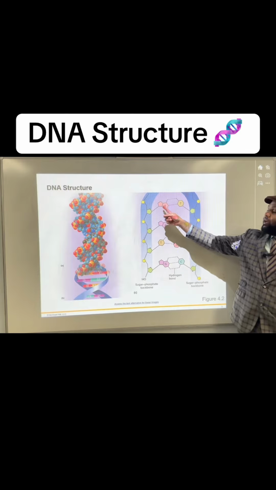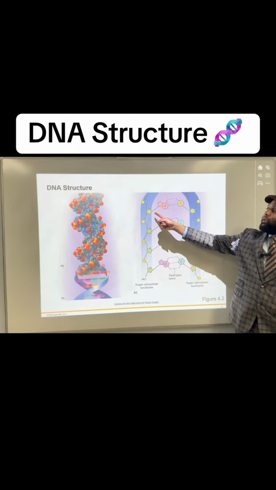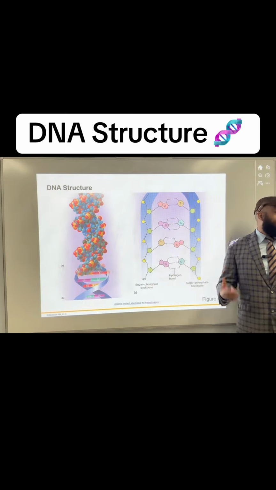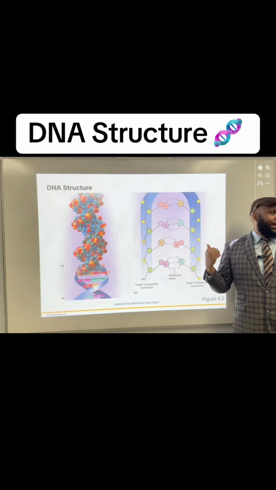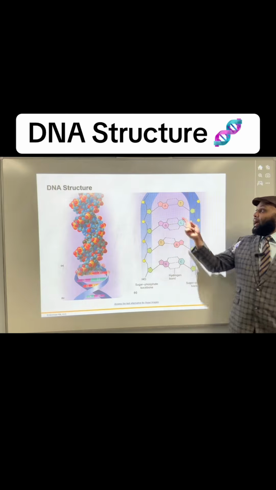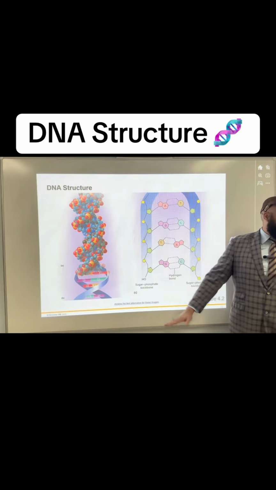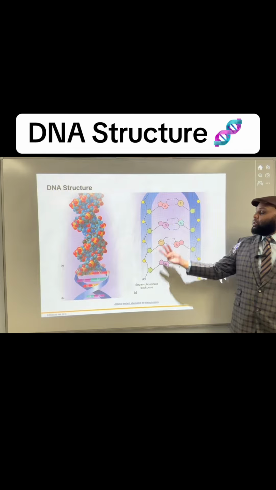So you see, you have your nitrogenous base. What's in the middle? What's right after the nitrogenous base? What do we have? The sugar, the ribose sugar. This is DNA, so it's deoxyribose. And lastly, what's in yellow? The phosphate group. So one strand is made up of multiple nucleotides.